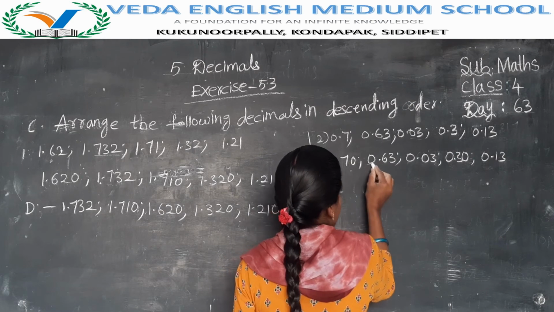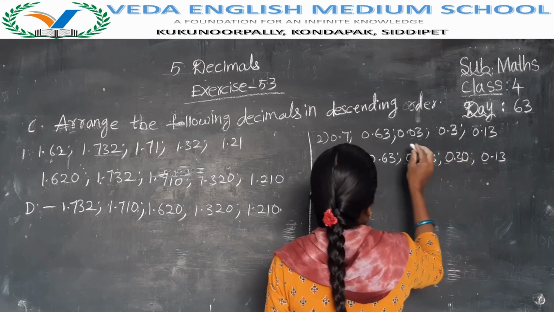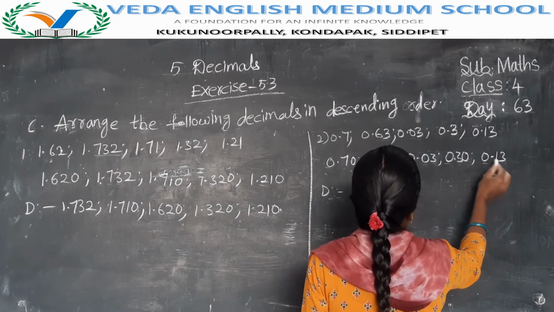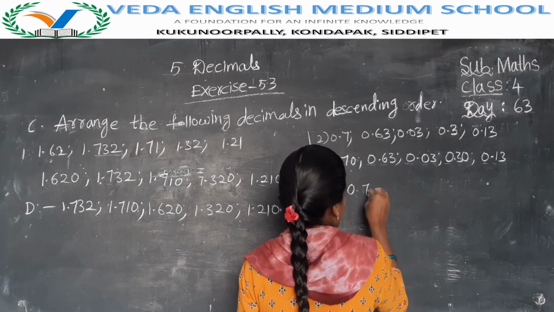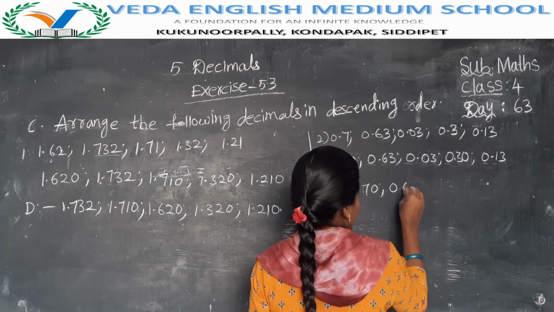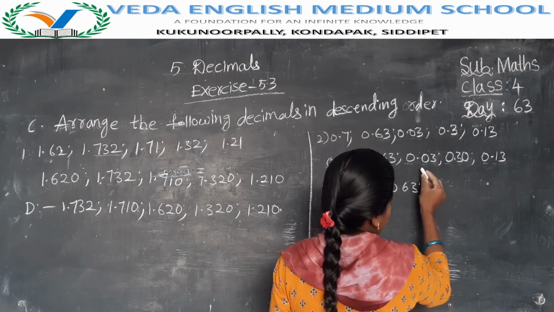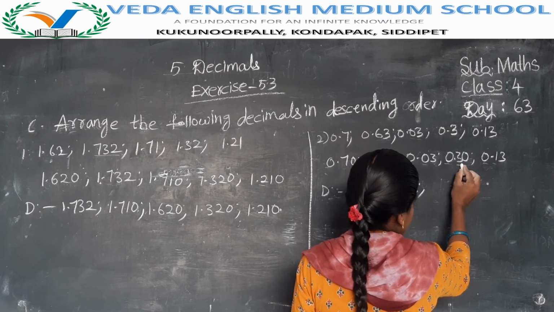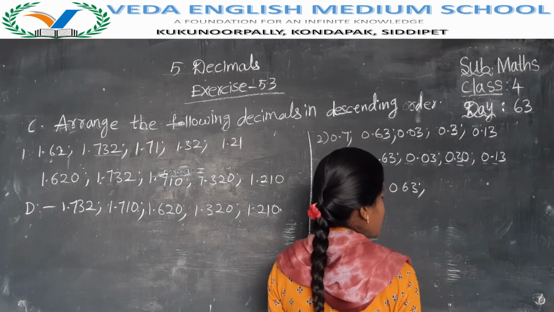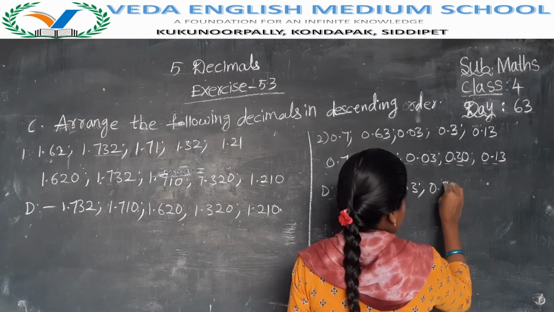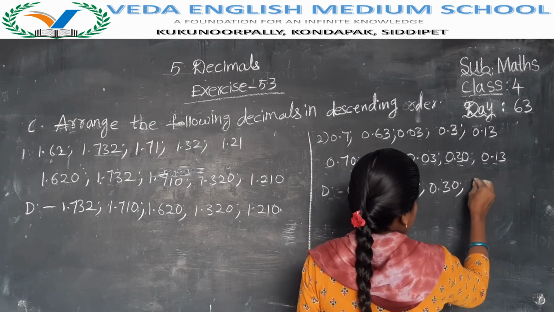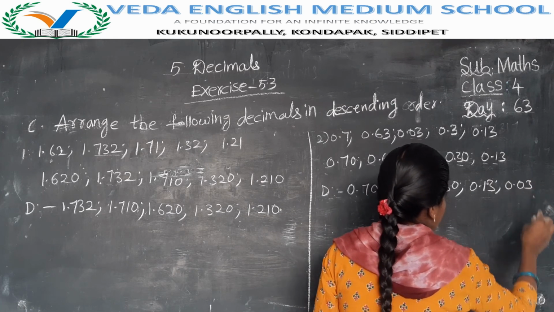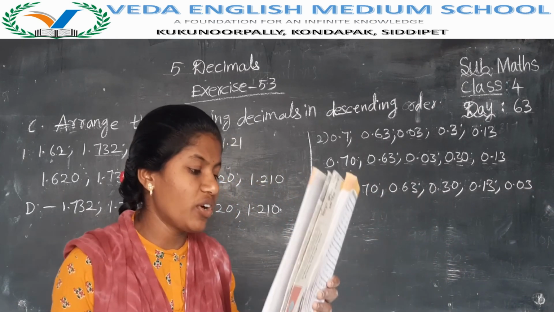First digit 0, 0, 0, 0, 0. Then after the point, here 7, 6, 0, 3, 1. So first we will get 0.70. Next we will get 0.63. Next, after the point, first digit is 3 and 1. So which is the greater number? 0.30 is the greater number. Next 0.13 is the greater number. 0.03 is the next greater number. Like this you have to convert all the remaining.